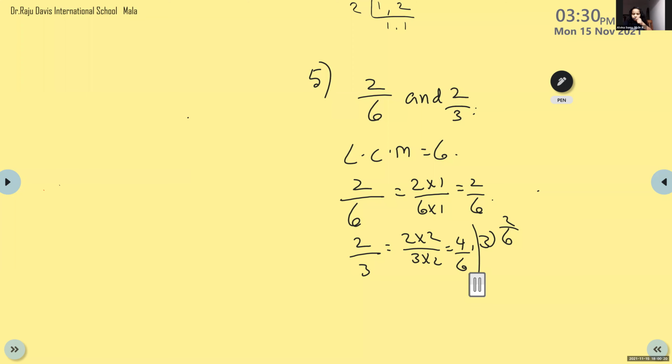Which is larger? The second one is larger, ma'am. If you want to add, what will you do? The denominator should be the same. Yes. So you can add 2 by 6 and 4 by 6. We will get 6 by 6. Is it okay now?